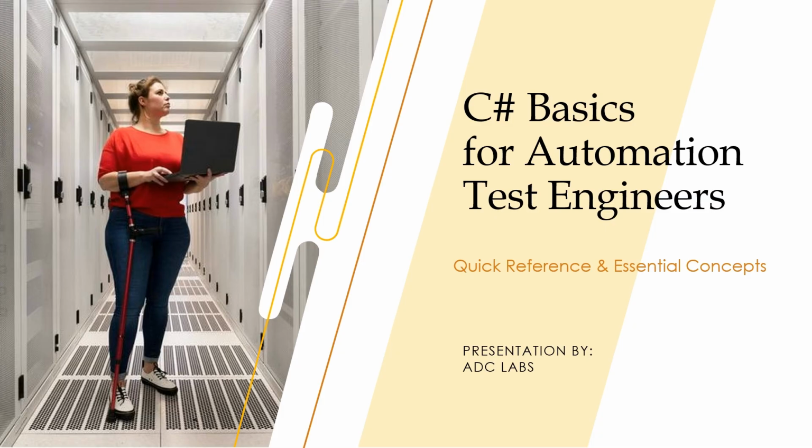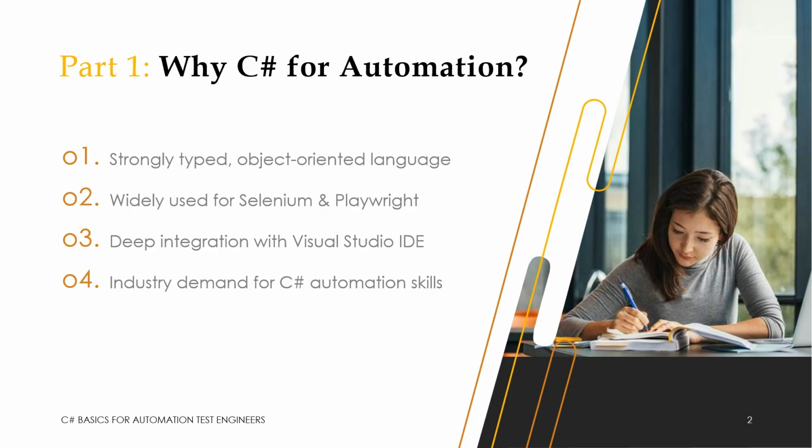By the end of this tutorial, you'll understand how to work with variables, different data types, and how to structure your code properly. All essential skills for writing robust automation test scripts. Before we jump into code, let me quickly explain why C Sharp is an excellent choice for automation testing. C Sharp is a modern, object oriented, and type safe programming language developed by Microsoft. It's one of the most popular languages for automation testing, and here's why.